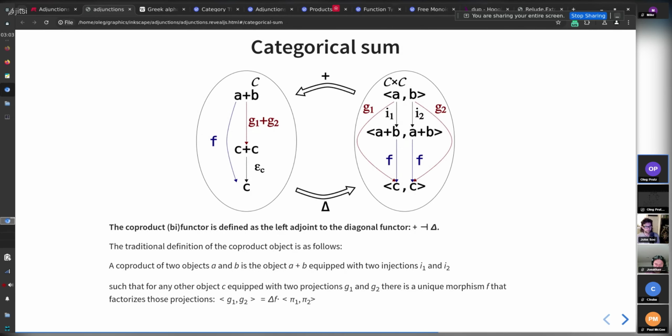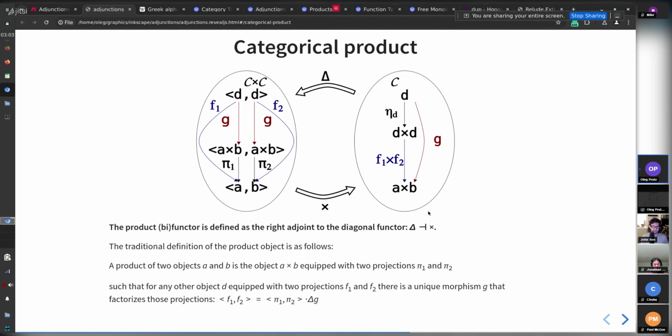So the delta, the diagonal functor is still the same, maps objects and morphisms to pairs of identical objects and morphisms. And now there is also a left adjoint to it, which is the categorical co-product. Oh yeah, one thing that I also need to mention. A category that has the product functor defined in it is called a Cartesian category. For no reason, I'm sure.